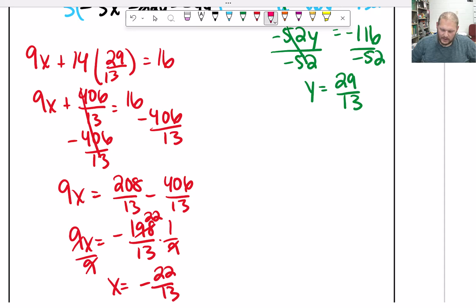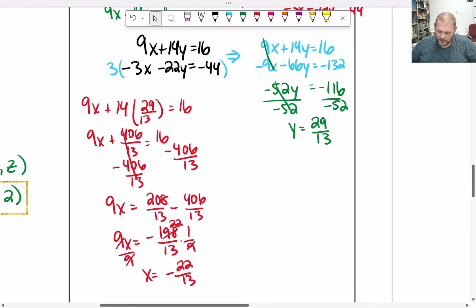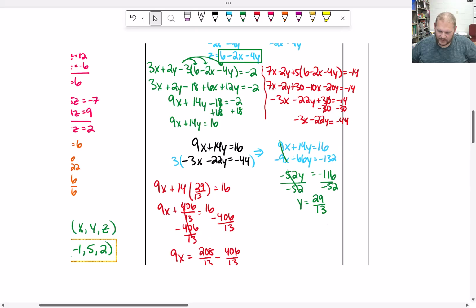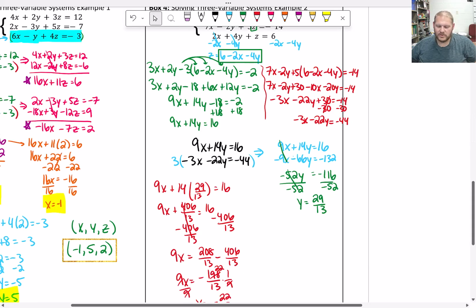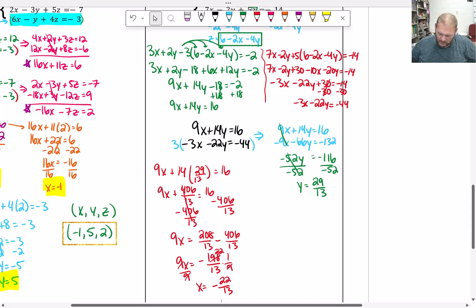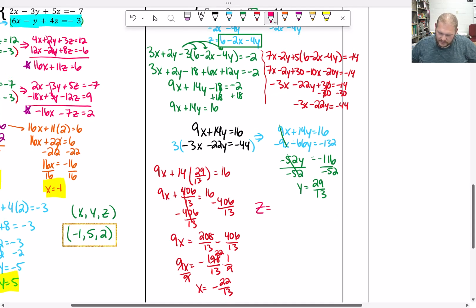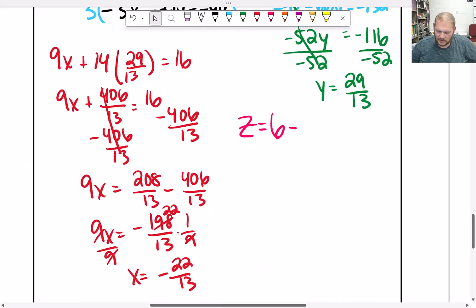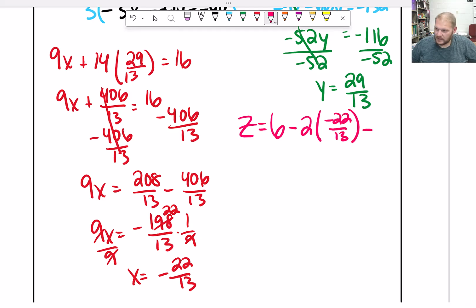Whew, all right. And then last but not least, we've got x, we've got y, we need z. So I need to go back to one of my original problems that were written up on the page. I'm going to go back to that original z after I rearranged. Z was 6 minus 2x minus 4y. So that was z equals, zoom back in here and do this in pink, 6 minus 2 times my x value, which was negative 22 thirteenths, minus 4y, which my y value I forgot to replace there was 29 thirteenths.